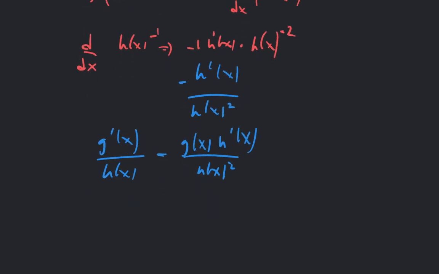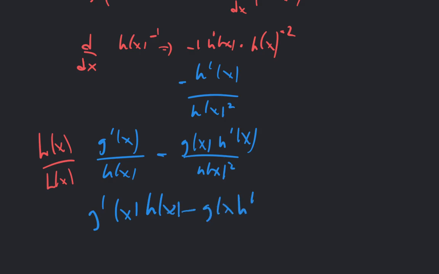And this is almost looking like the textbook definition. Technically we need to combine this into one fraction, so what we do is we multiply this left side by 1, h of x over h of x. So we're left with g prime of x h of x minus g of x h prime of x, all over h of x squared. And that's the quotient rule.